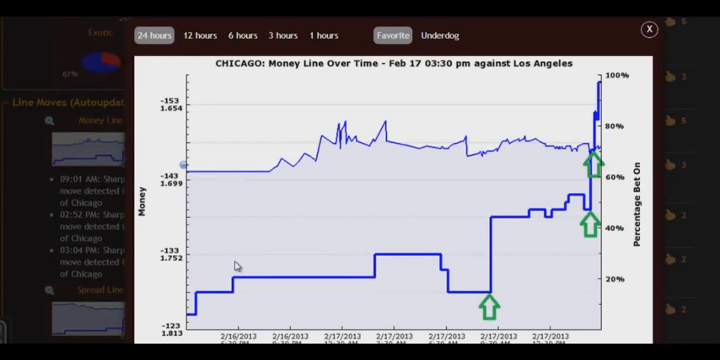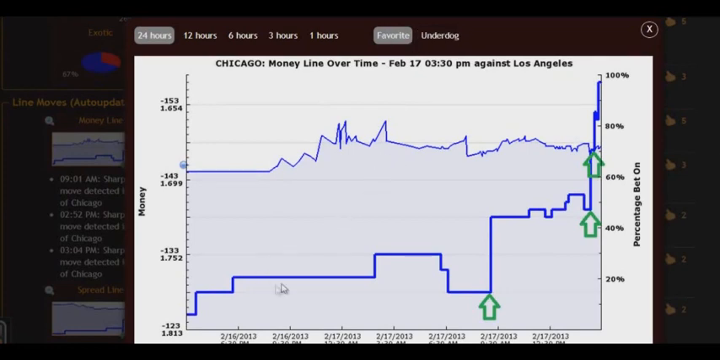At first, I'll explain what this chart shows. At the top, you can see the game which will be played. It's Chicago in our case. The chart shows the money line, in other words, the winner of the game. The game will be played on February 17th at 03:30 against Los Angeles. You'll also be able to choose different chart scales and see the chart for underdog or favorite. In our case, it's the chart of the favorite, Chicago.